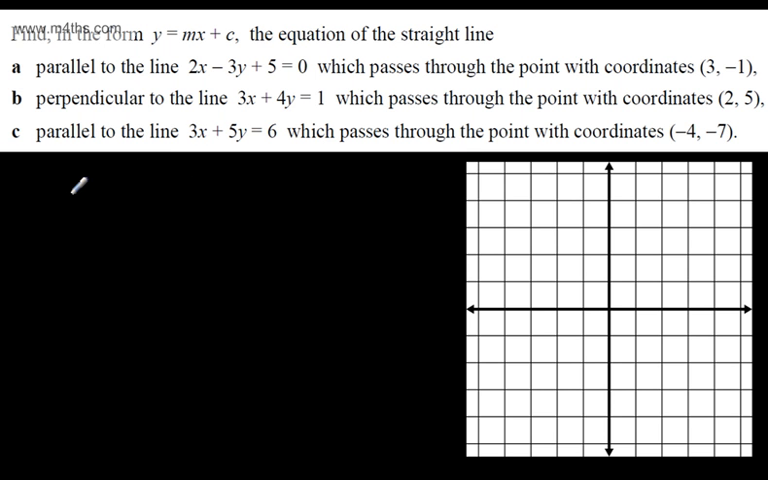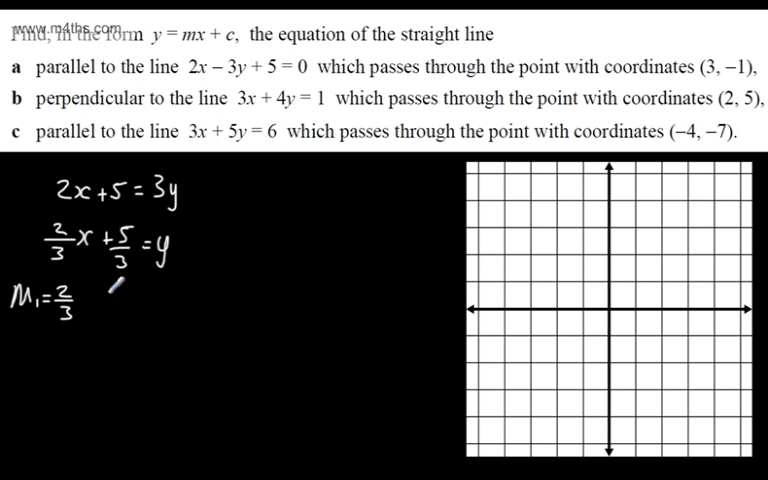So with this one, I'm going to add 3y to both sides. So 2x plus 5 is equal to 3y. I'm going to divide both sides of the equation by 3. So we've got 2/3 x plus 5/3 is equal to y. This is now in the form y is equal to mx plus c. We can see m1 is going to be equal to 2/3. Therefore, we can say now that the gradient of a line parallel will also be equal to 2/3. So, and we'll just put this here, m2.